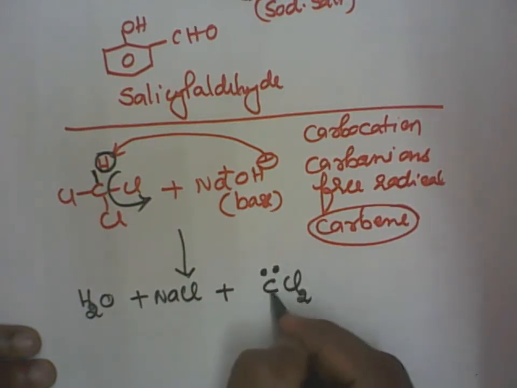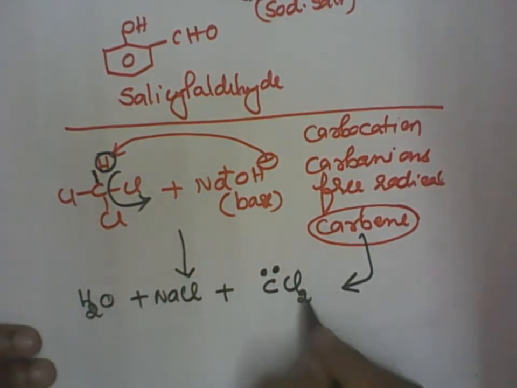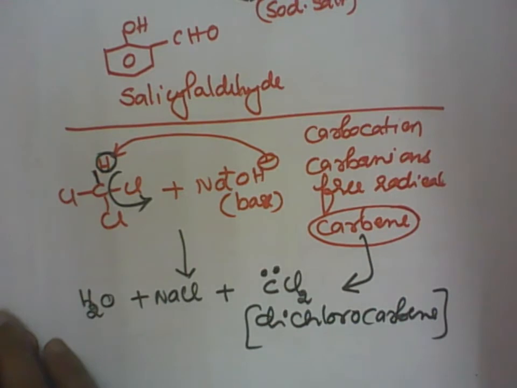Now, actual bonds, how many are there here? With respect to chlorine, only 2 bonds are possible. Then there are 2 electrons there. Such kind of intermediate is known as a carbene. And the name of this carbene is dichlorocarbene. 2 chlorine atoms are there. Dichlorocarbene. Clear?